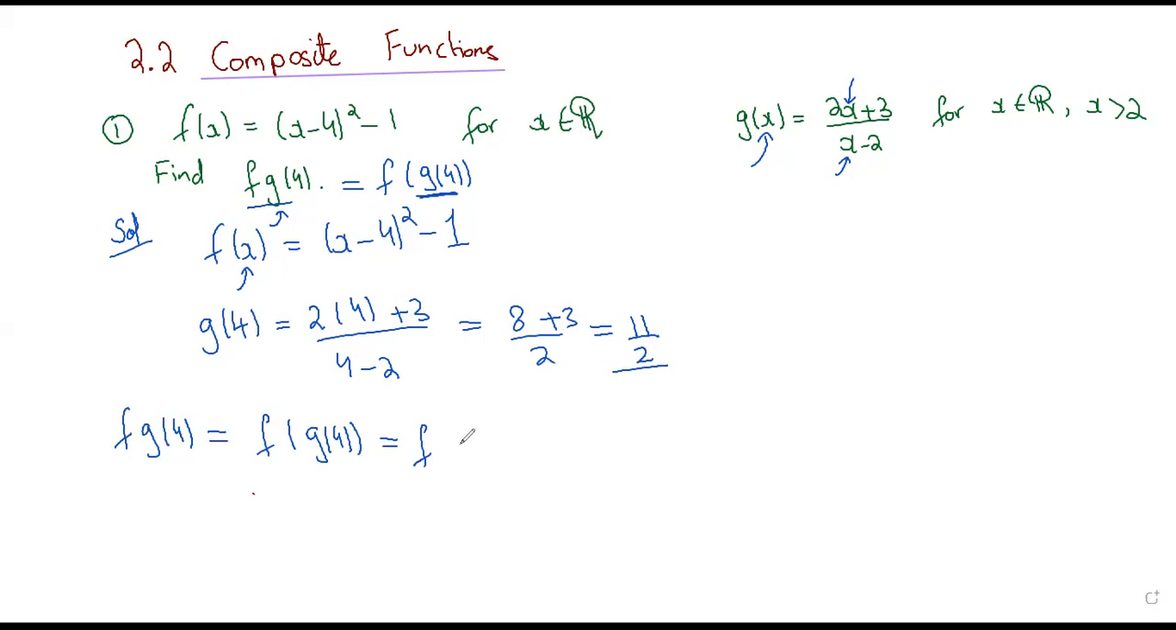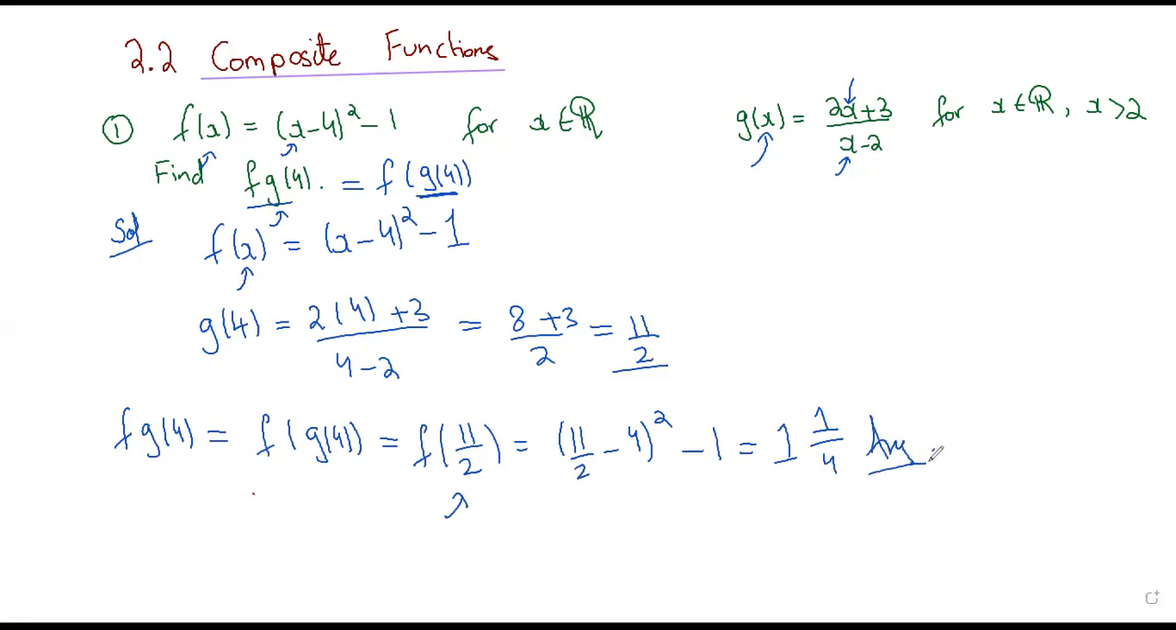So I can write it as f of 11 by 2. And now I need to plug in 11 by 2 instead of x in the f function. So I'll be plugging in 11 by 2 and 11 by 2 over here. And it would give me (11 by 2 minus 4) squared minus 1. And I need to simplify this. And upon simplification, I would get 1 whole 1 by 4. So this is going to be the answer.